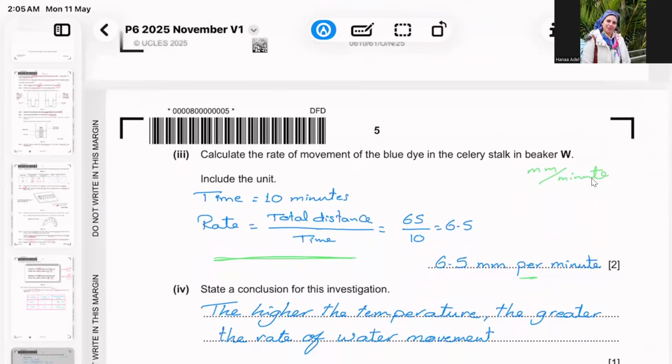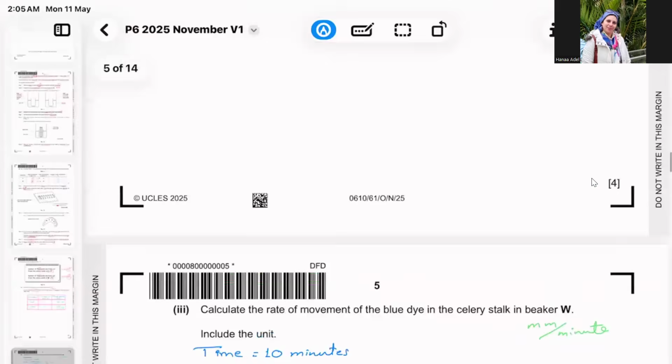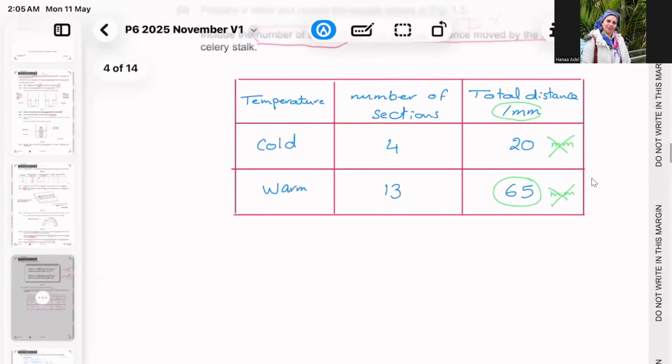So don't use the table to write the conclusion. We have to go to the objective of the experiment at the beginning to write the conclusion. If you just describe the distance traveled by the water, it is not a conclusion, it's an observation, or you can call it a description.